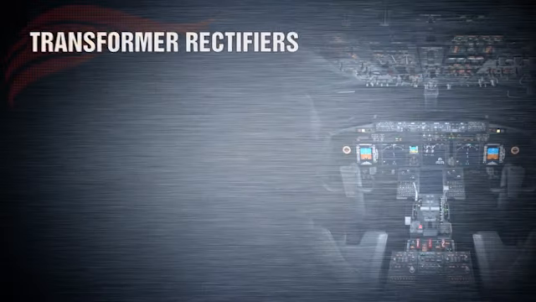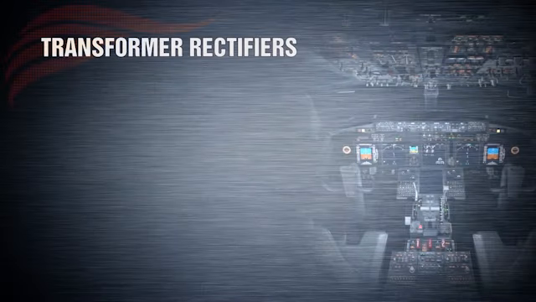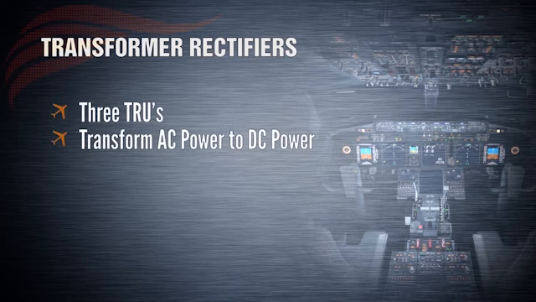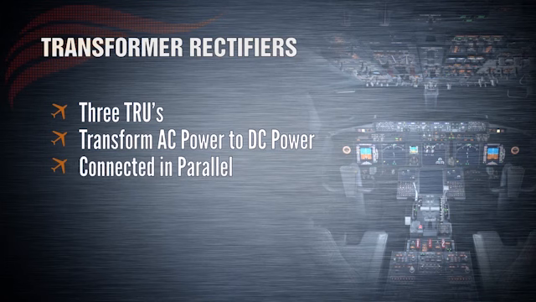We mentioned the TRUs before, so let's explain them now. The 737NG has three of these components, which essentially transform and rectify the 115-volt AC power to unregulated 28-volt DC power for the DC buses. The three transformer rectifiers are connected in parallel, which means if one of them fails, the other two may give backup. The TRUs are connected according to the following logic.